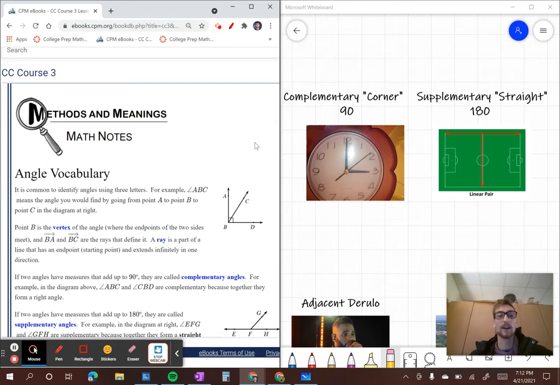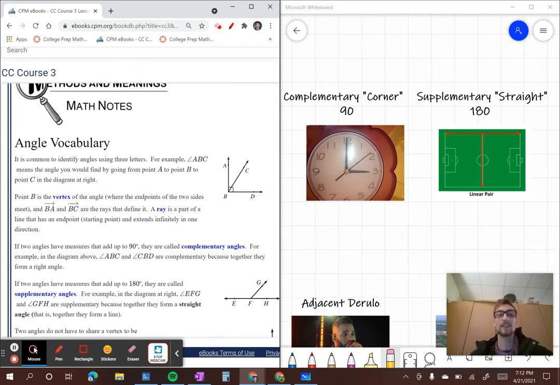So this is a lot of stuff that we've already been introduced to, and it's just going to be a quick refresher to help prepare us for this transversal and missing angle section.